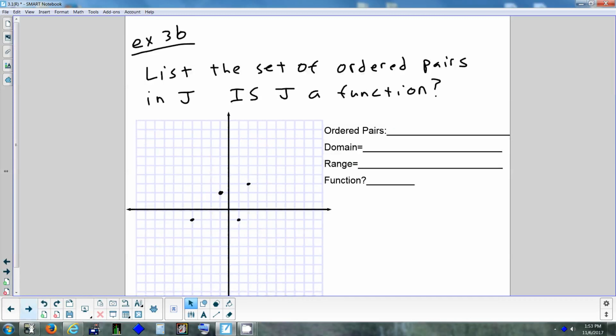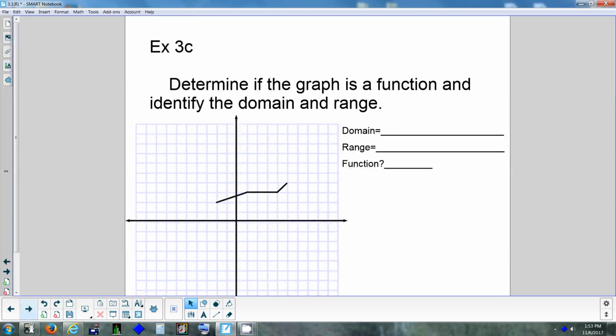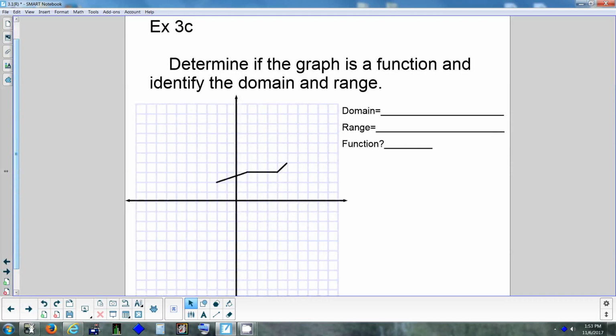Any question on 3B? I think, let's skip over 3B, because I think you guys would be okay with that. I don't have 3B. That's on the second note. Yeah, probably. Okay, this one's a little different.